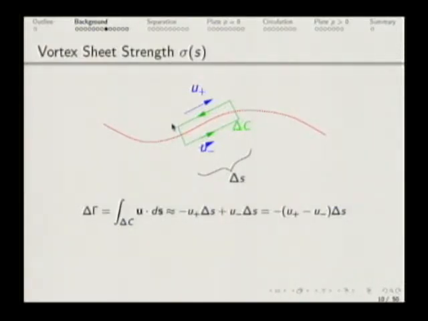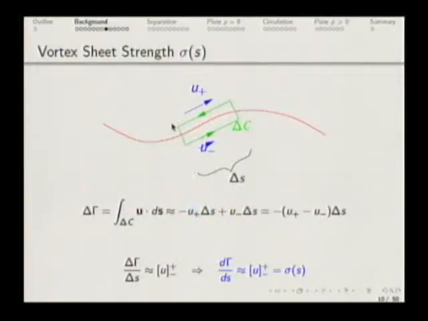So I get that delta gamma is the negative jump in the velocity times delta s. And if you divide by delta s, you get that this is approximately the jump. You take a limit, and you get that the derivative of gamma with respect to s is the negative jump in the velocity. I should put a negative sign in here, right? I did mess up over here. It's a negative sign. And that's what we call the vortex sheet strength.